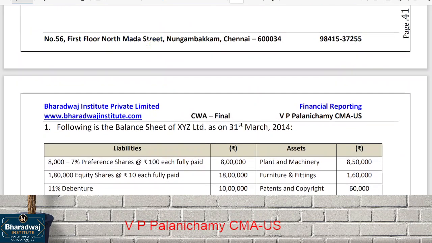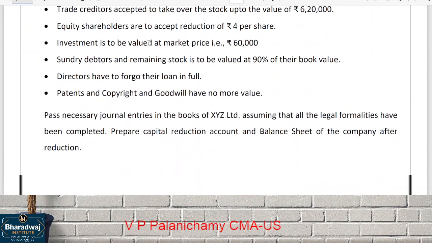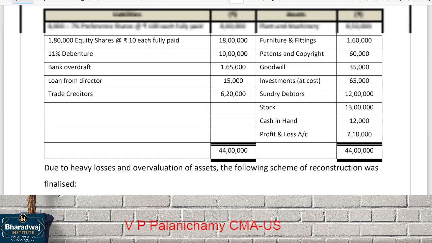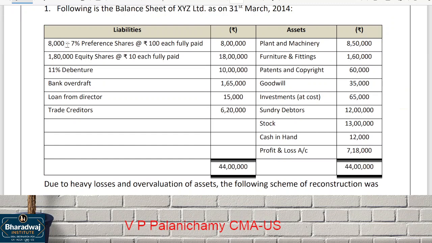Go through the first question. Which page number? Page number 42. Page number 42, question number 1. 8% preference shares of 100 each, 8 lakhs. 1,80,000 equity shares of 10 each.